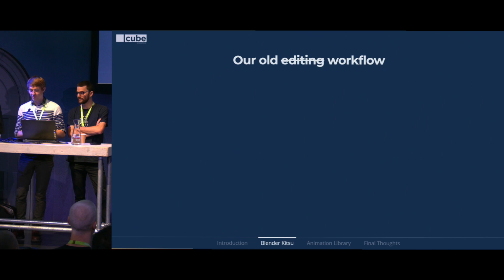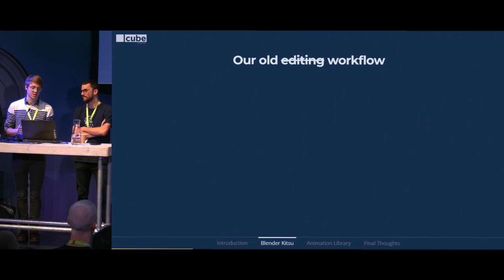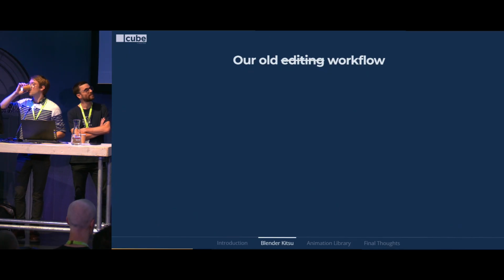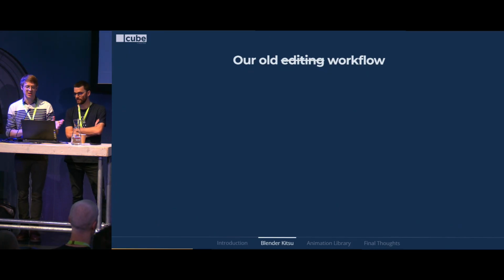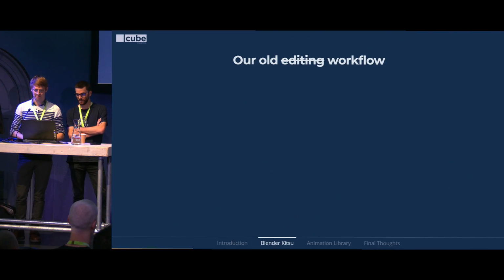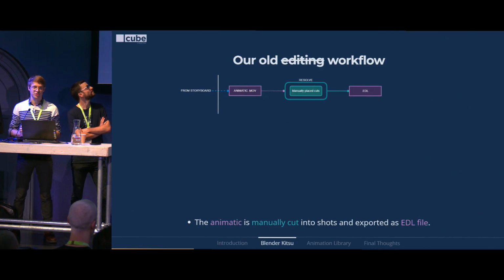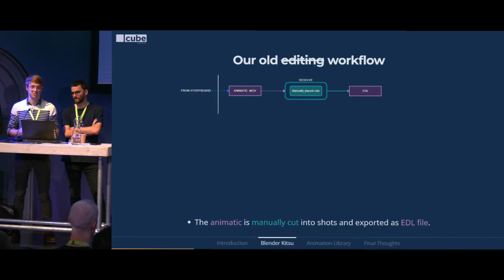So I'm going to first show you where we come from and how our old editing workflow was. You will get in a few slides why the word editing is crossed out. So first we start with the animatic, which is a video version of the 2D storyboard. And this animatic is imported and manually cut in an editing software, in this case DaVinci Resolve. And with that we can make an EDL file that contains all the shot frame range data.